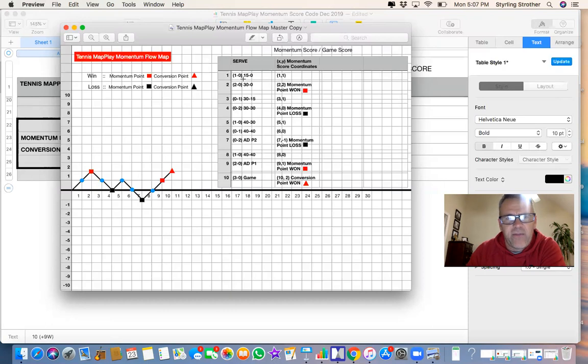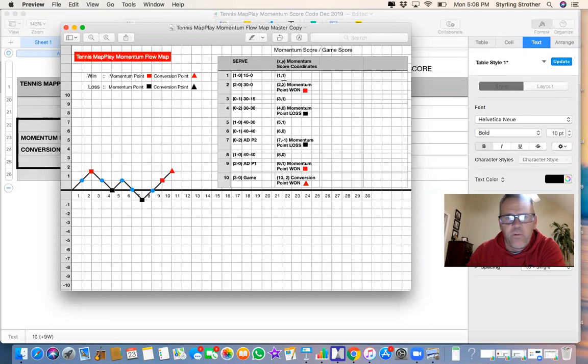So we go up here and the first point is won by the player. Therefore it goes 1-0, 15 love. So the coordinates will be 1 and 1. It moves 1 space over and 1 space up. That's how you would map that dot. Then the next point is won by the serve player. It's 2-0, 30 love. Then the coordinates go 2, 2, right?